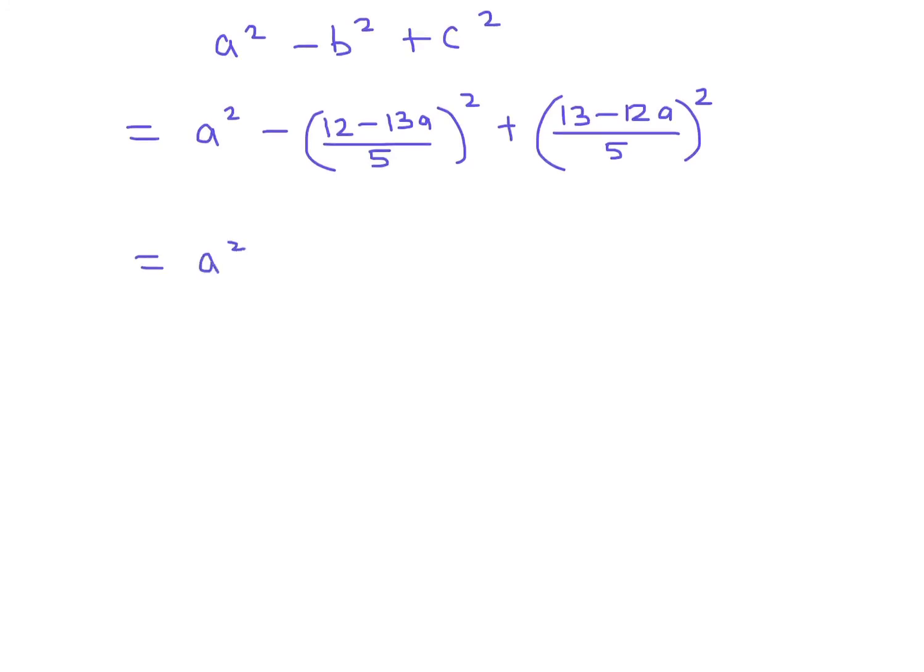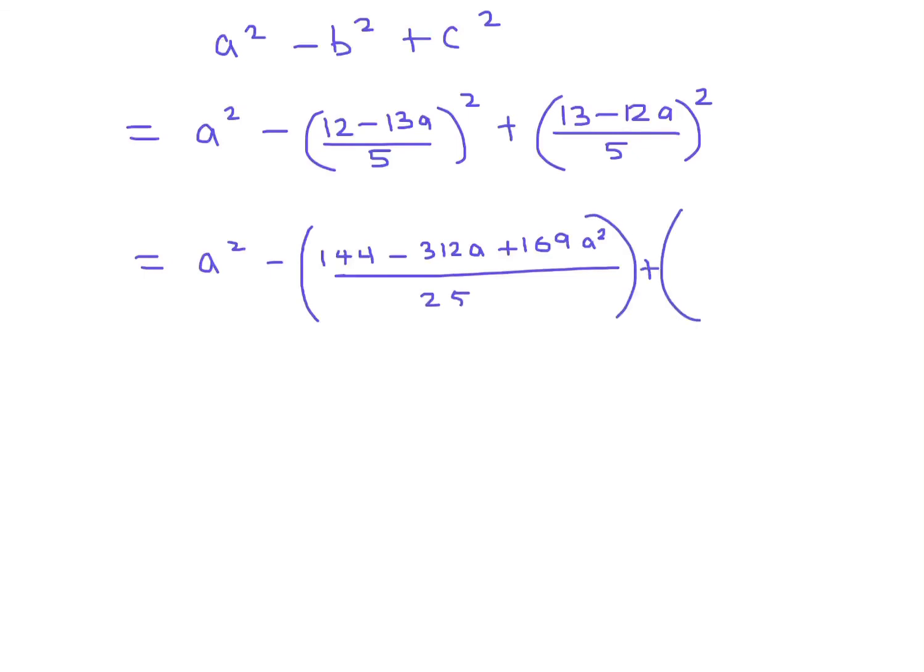All right, so a squared. All right, let's do this here carefully. Let's not mess this up. 144, 12 times 13 times 2, 312. And then 13 times 13, 169 positive a squared. All over 25. All right. Again, let's do this carefully. 169, 12 times 13 times 2, minus 312. And 144, oops, forgot the a. 144a squared, all over 25.